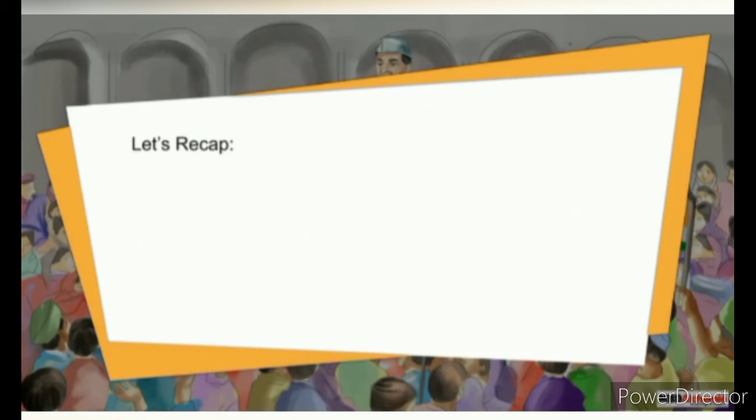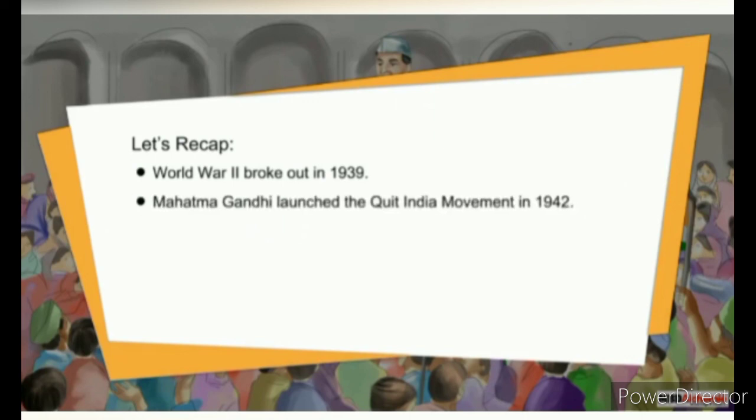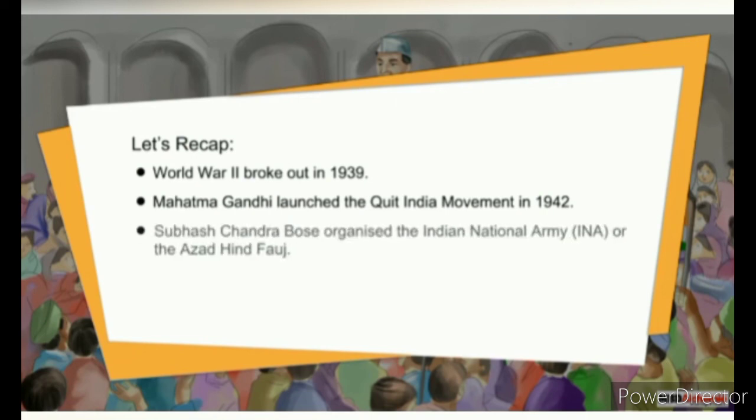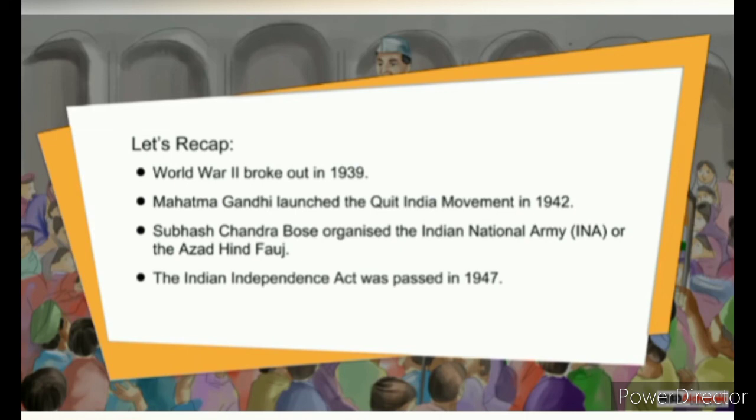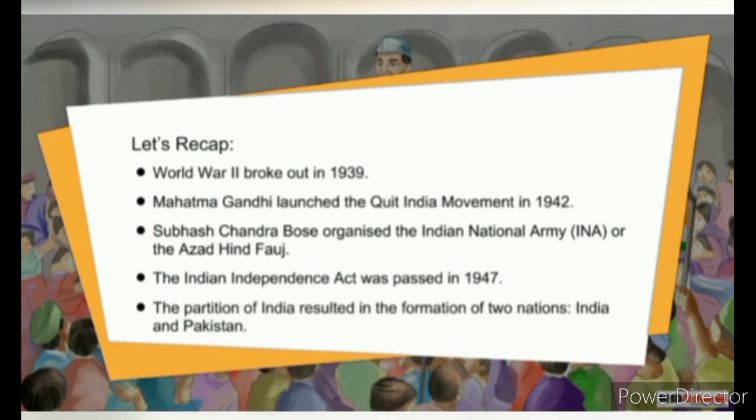Let's recap. World War II broke out in 1939. Mahatma Gandhi launched the Quit India movement in 1942. Subhash Chandra Bose organized the Indian National Army, INA, or the Azad Hind Fauj. The Indian Independence Act was passed in 1947. The partition of India resulted in the formation of two nations, India and Pakistan.